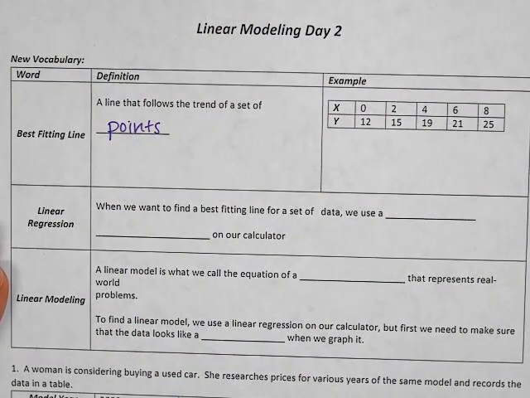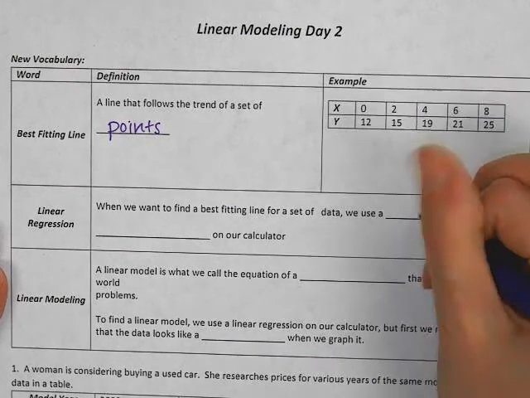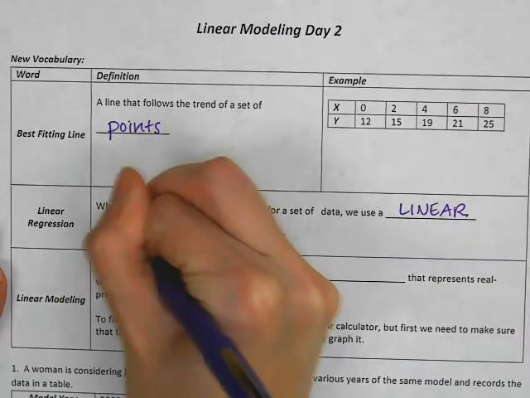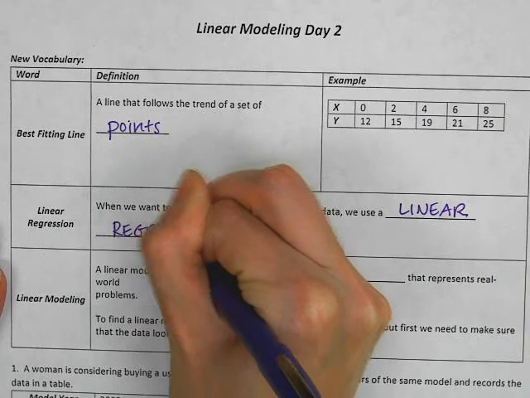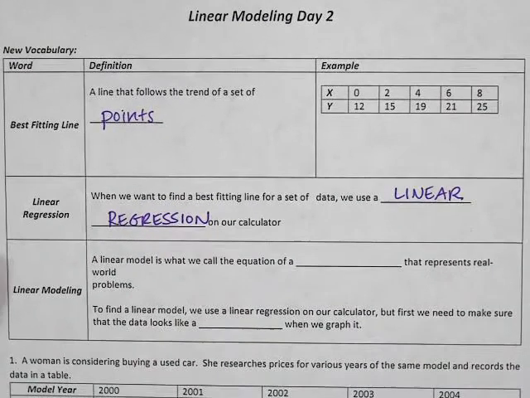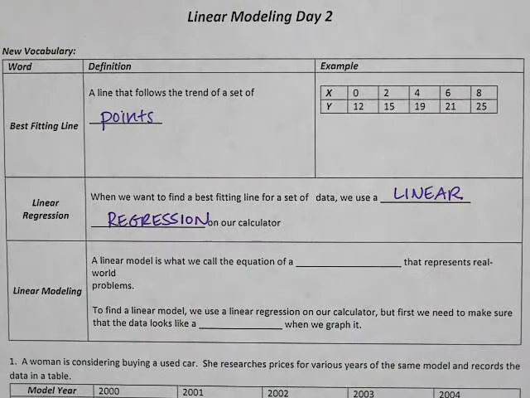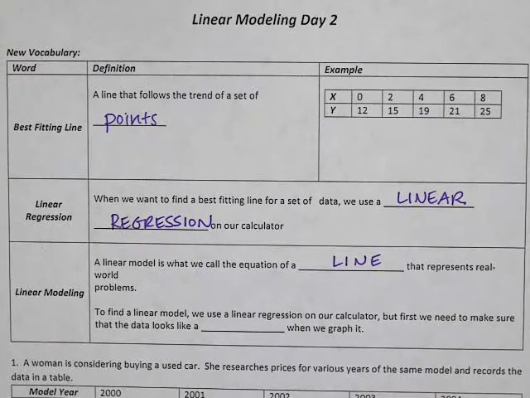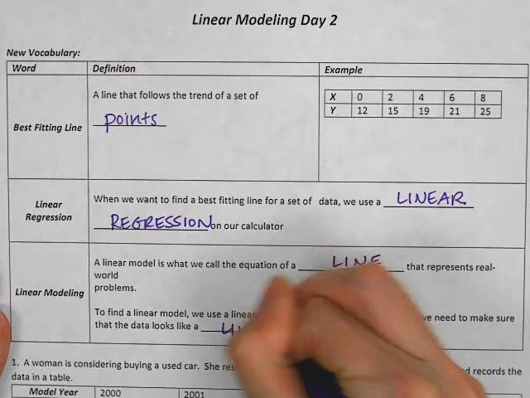And a linear regression is when we want to find a best fit line for a set of data, we use this feature on the calculator called a linear regression. We've actually done this already. And then a linear model is what we call an equation of a line that represents real-world problems. To find a linear model, we use the linear regression on the calculator, but first we need to make sure that the data looks like a line when we graph it.